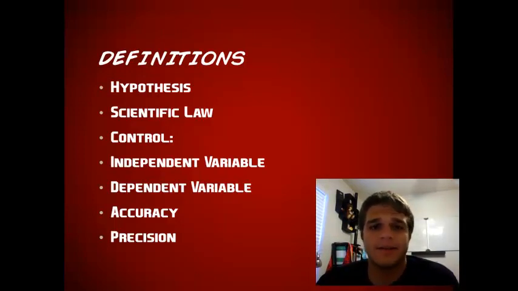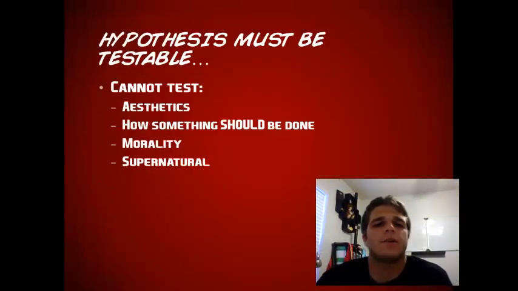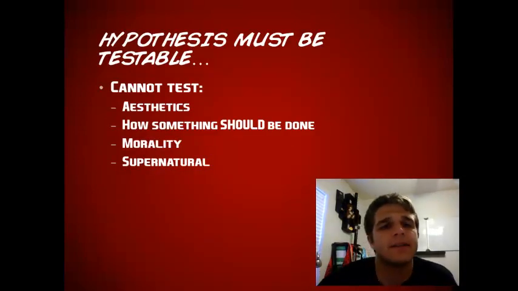They include hypothesis, scientific law, control, independent variable, dependent variable, which we talked about in the first video of this unit, accuracy and precision, which we'll talk about in the next video, okay? Also remember from the last video where we discussed units and dimensional analysis and error analysis, okay? Good. Alright, so we understand that a hypothesis must be testable in science. So what does it mean to be testable, okay?